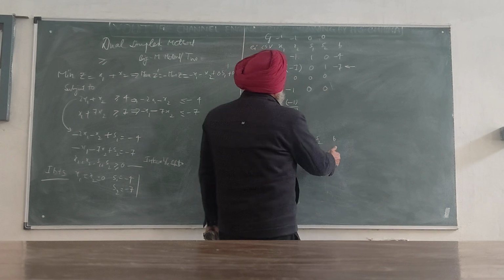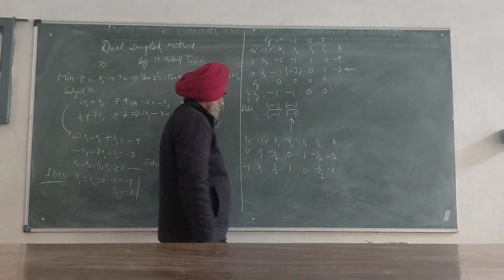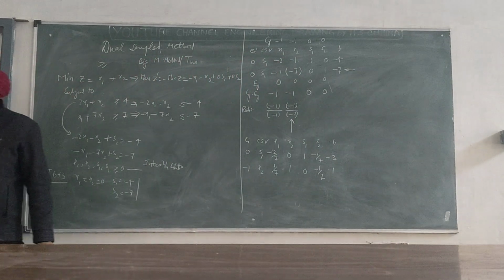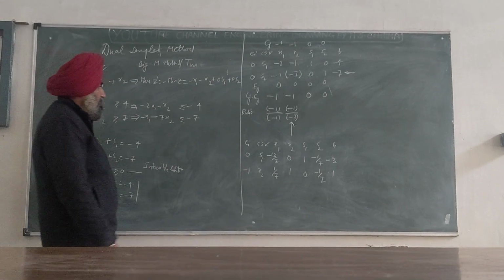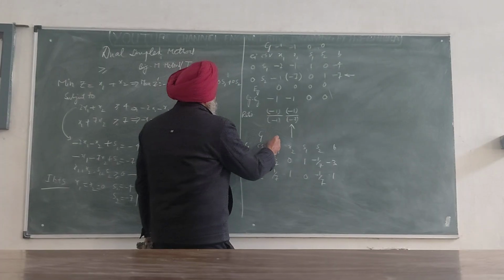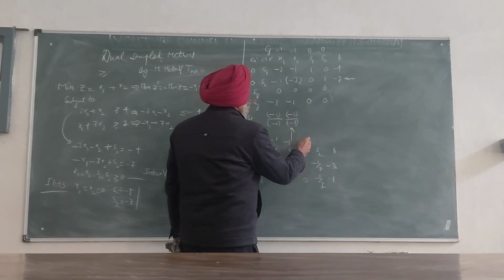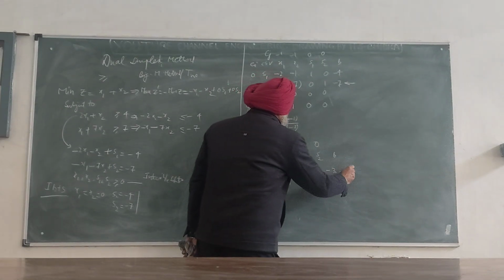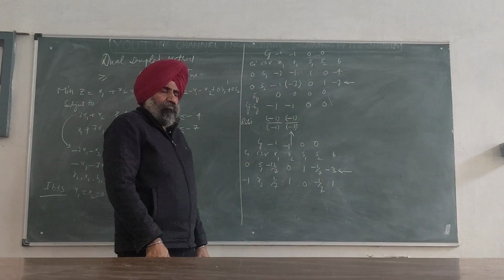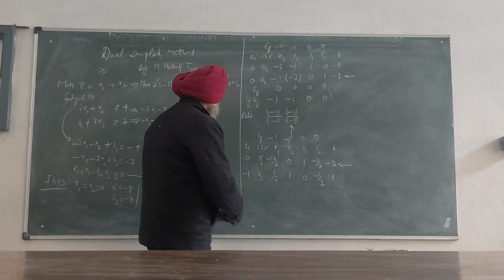Clear? So here it is minus 4. This is minus 3. Is it okay? Minus 13 by 7, 0, 1, minus 1 by 7, minus 3. Now again calculate Cj here: minus 1, 0, 0. So we are left with only one minus sign. So this has been chosen.